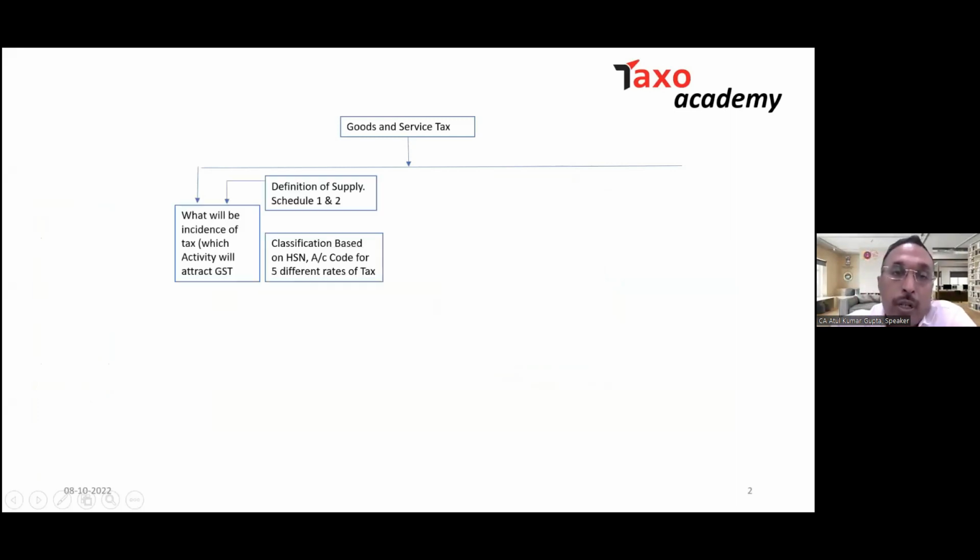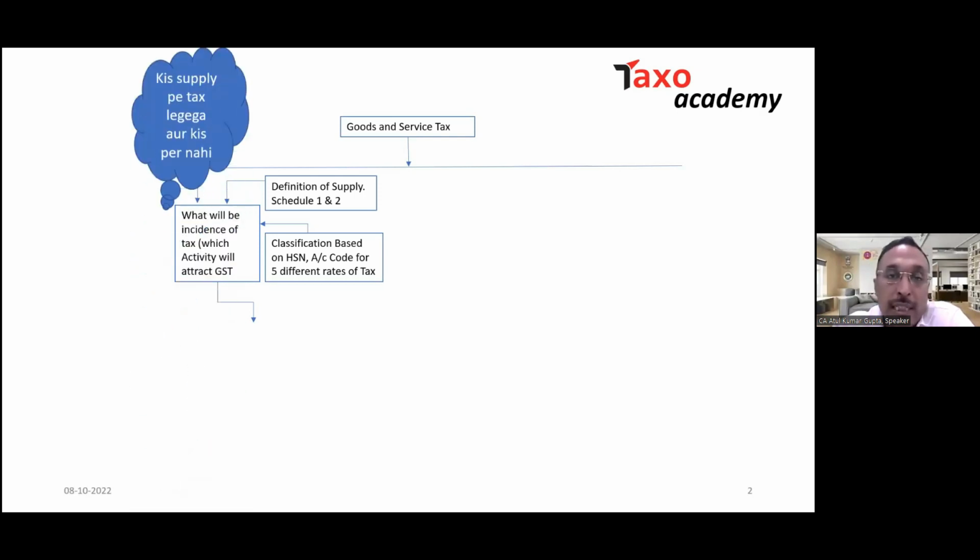Whenever we are looking to understand GST in a holistic way, the first aspect we should learn is the incidence of tax, meaning which activity will attract the GST and which activity will not. And once we are through with that principle, we have to go with a classification, meaning we should be aware of the rates of tax which are applicable.